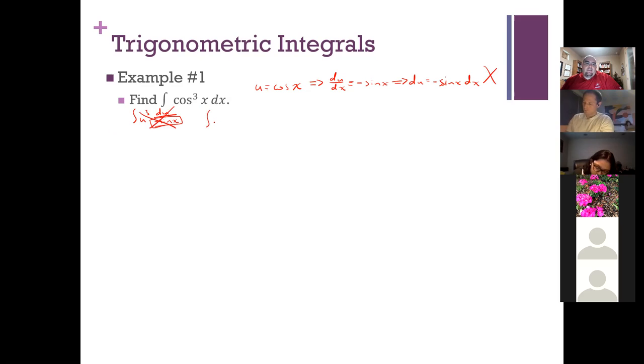But what I can do here is rewrite this integrand, because I can use a trig identity that'll help me. So basically I'm factoring out the cosine squared, and then I'm going to transform that into 1 minus sine squared x, cosine x, dx. Is this something we can deal with?